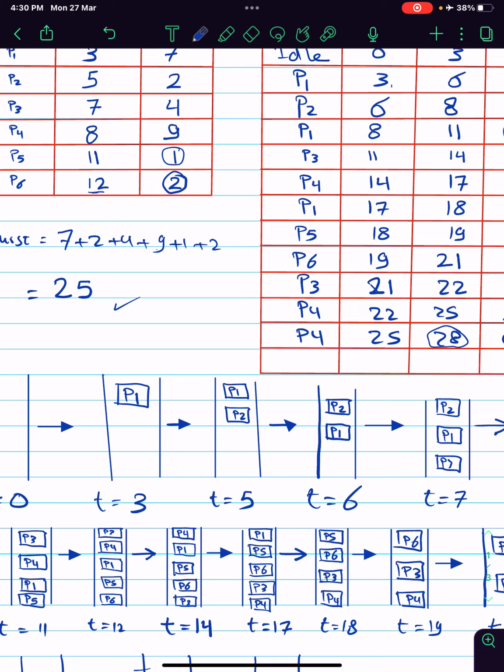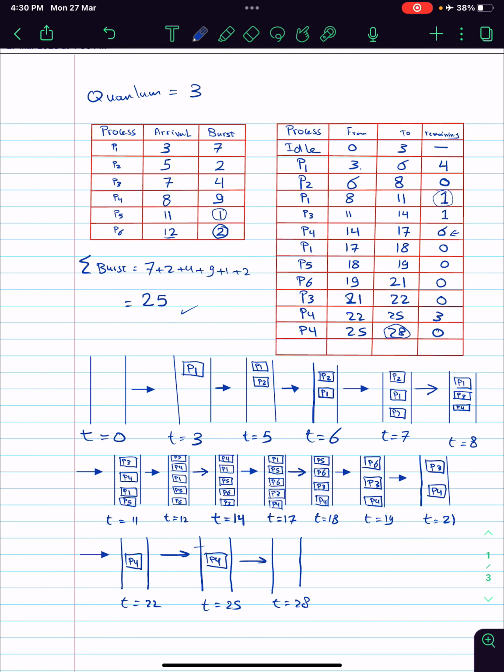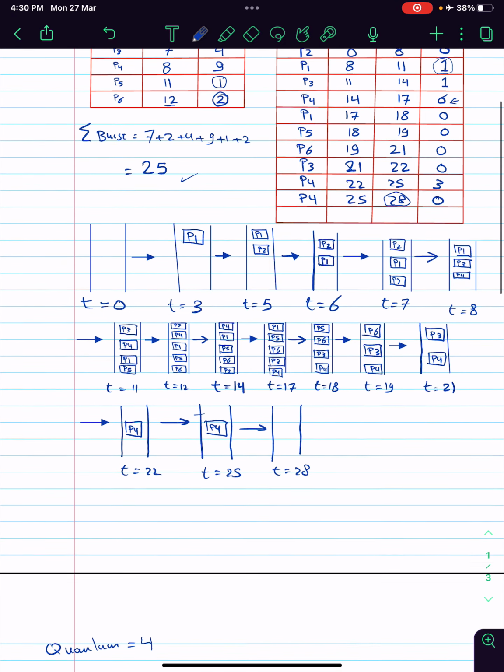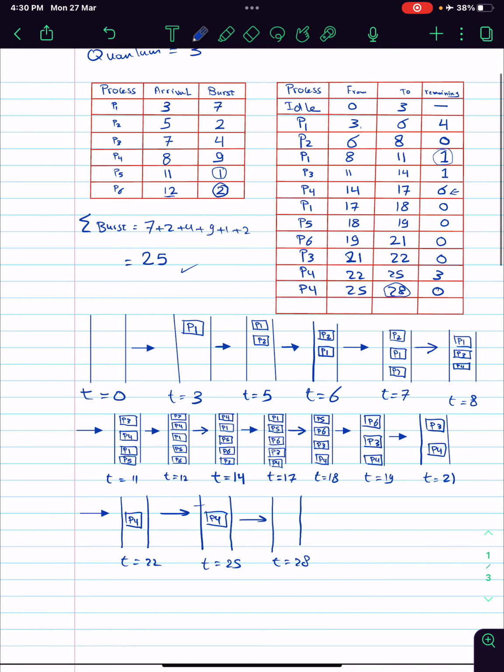Correct. Now you can calculate the average waiting time and the turnaround time, the response time, the same way we did it in the shortest remaining time first, of course, right? The only equation that is valid here is the one for the waiting time: finish minus arrival minus the burst, okay?